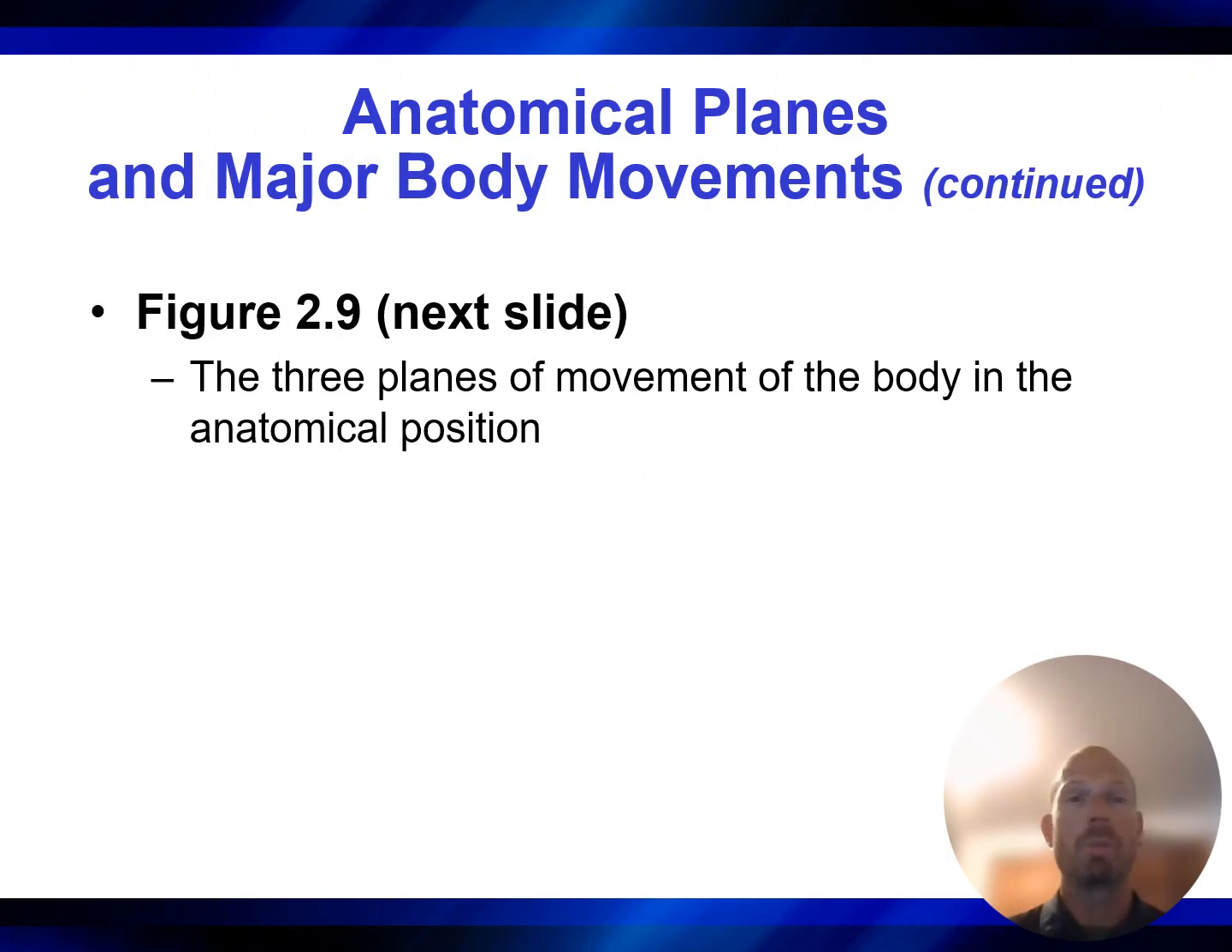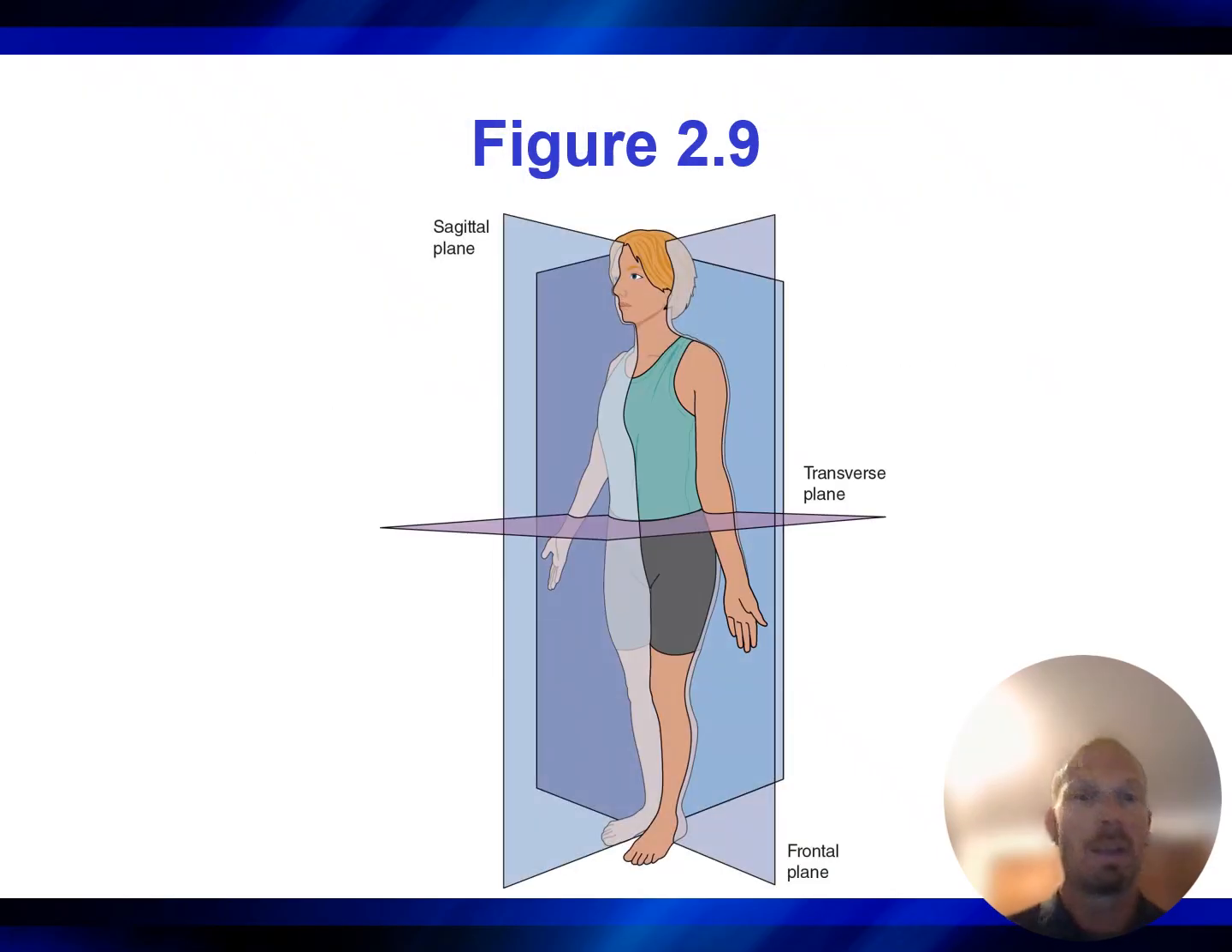Let's look at the complete visual breakdown of how these primary movement planes intersect across a human model. We can use this slide as a clear visual guide. Note that the vertical blue sheet represents the sagittal plane. The vertical purple sheet maps the frontal plane, and the horizontal purple slice shows the transverse plane.